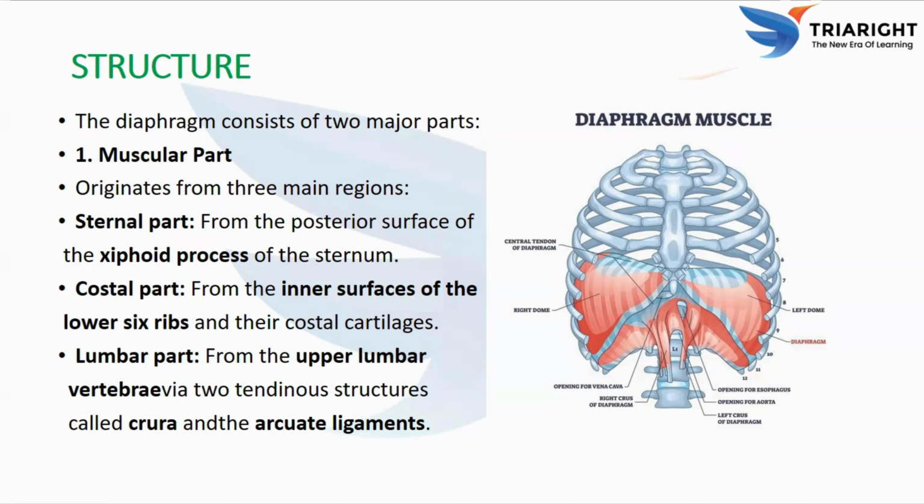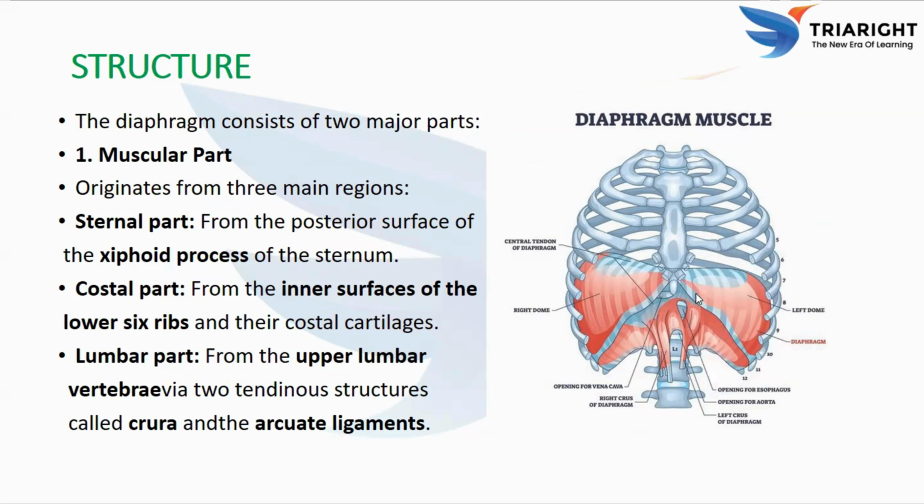So this diaphragm has two main parts. What are they? The muscular part and the central tendinous part, nothing but the central tendon. You can see over here, this is the central tendon of the diaphragm. This is the right dome, and this is the left dome.